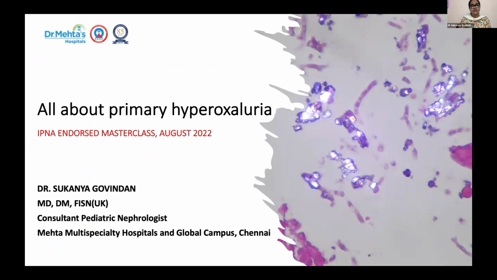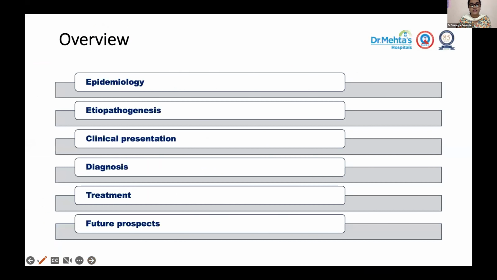Moving on to the topic, it's all about primary hyperoxaluria. In the next few minutes, I'll be speaking on the epidemiology of this rare disease, the etiopathogenesis, what causes such devastating complications, the clinical presentations of the patients, how you diagnose this disorder, and how you treat this disorder, which is quite challenging, and also whether there are any promising future prospects in the treatment of this disease.